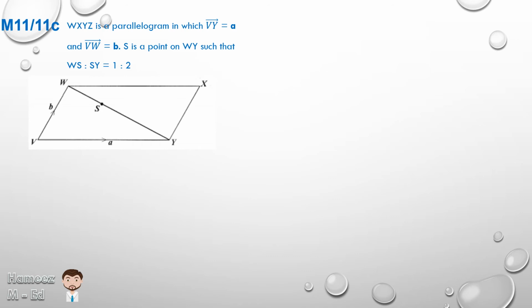So they've given us this diagram and we can put in that information that WS, we can put in 1 there and SY is equal to 2. And that will be useful later on. So let's look at part 1. Write in terms of a and b an expression for WY.